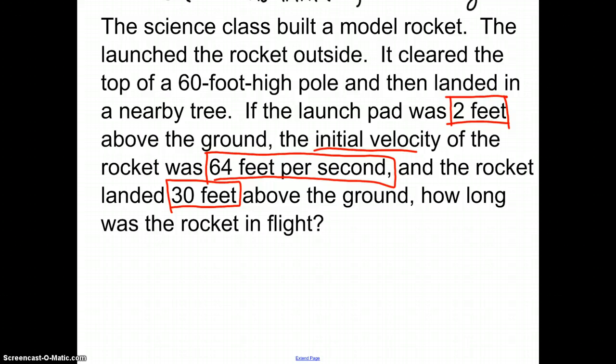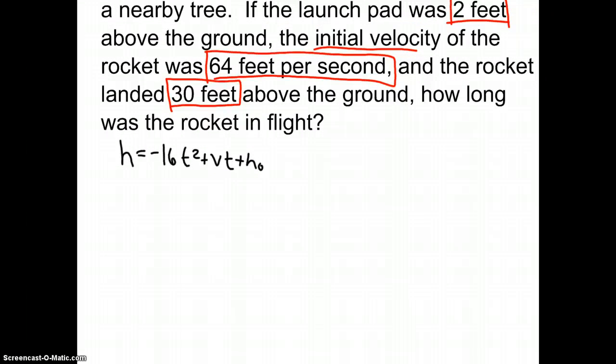So we can set this up using our equation that we just talked about. H equals negative 16t squared plus vt plus h naught. And substitute in what we know. We know that the height at the end was 30. So we have 30 equals negative 16. We're finding the time, how long was the rocket in flight, so we don't know t. So t squared is just left, plus velocity we did find out was 64 feet per second, so we have 64t, plus h naught, the initial height, we found to be 2.